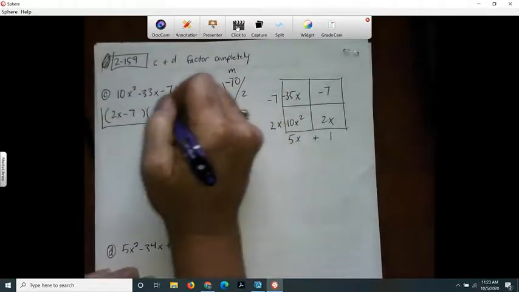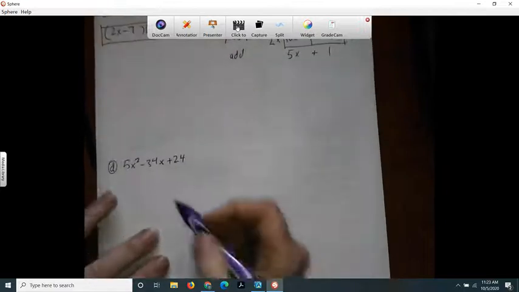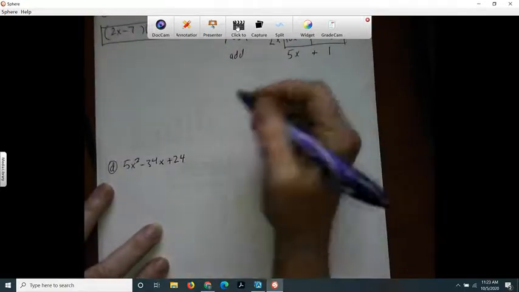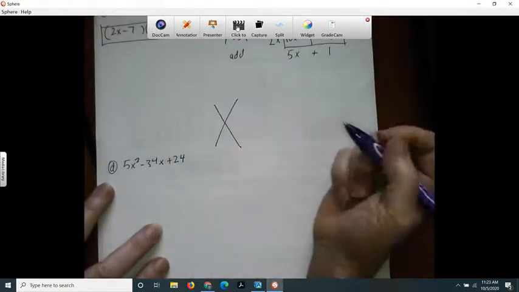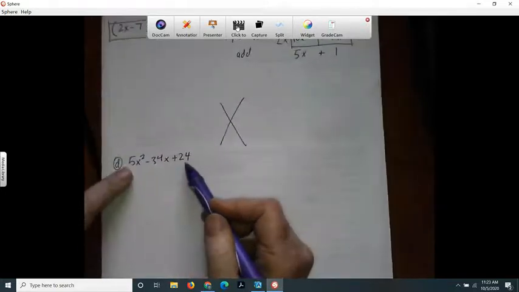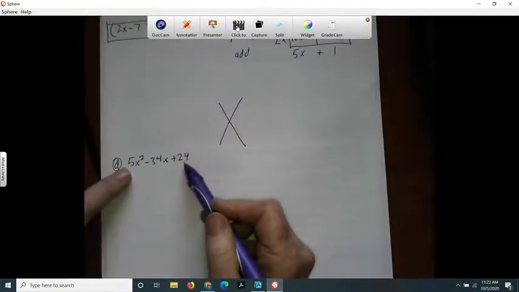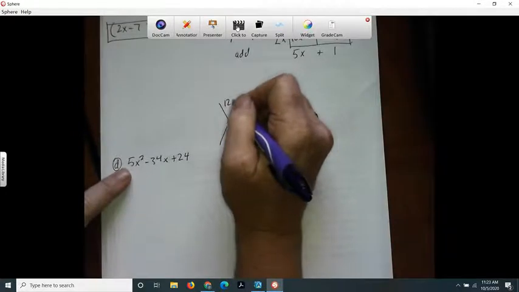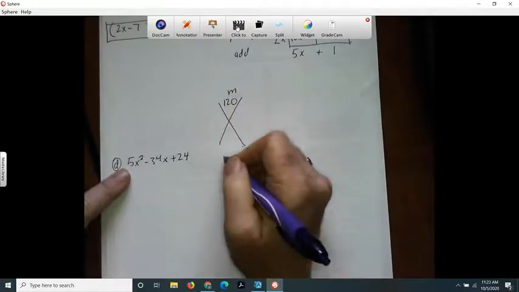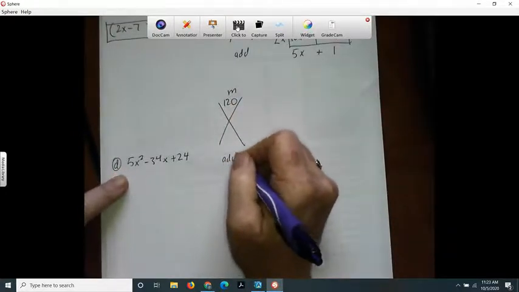Okay, and then this one we'll just do the same exact way. I'll make a diamond. I want something that multiplies to make whatever 5 times 24 is. 5 times 20 is 100, and 5 times 4 is 20, so I think 120. And it has to add to make -34.